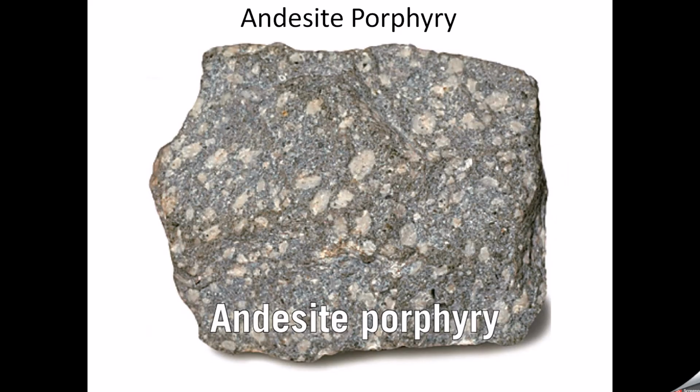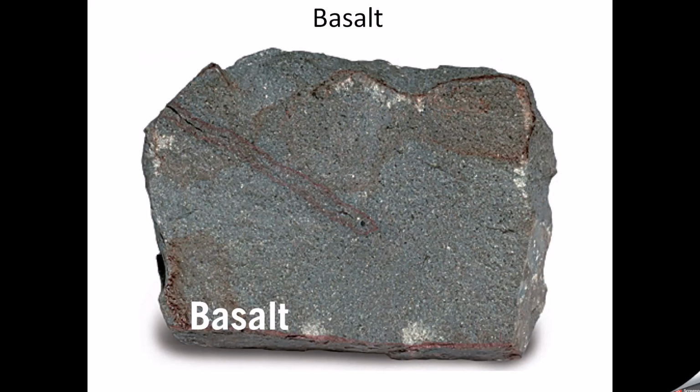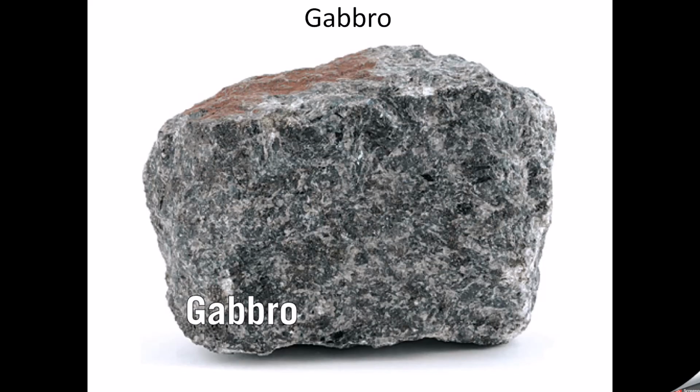Now the intermediate, not dark, not light. This is andesite, volcanic, and this is diorite, plutonic, with large crystals. Now the mafic rocks: basalt, volcanic, with very fine crystals, and gabbro, plutonic, with larger crystals.